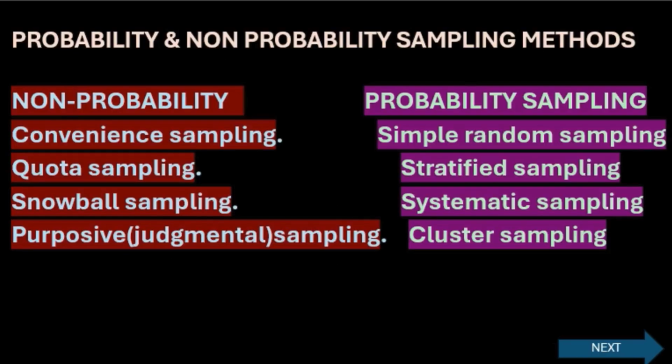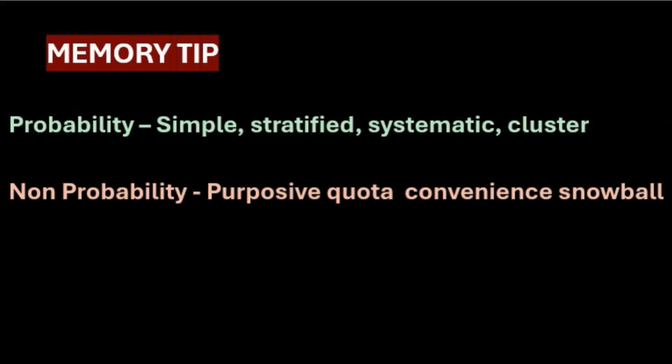Here you can see the probability and non-probability sampling methods. Non-probability is convenient sampling, quota sampling, snowball sampling, and purposive sampling or judgmental sampling. Probability samplings are simple random sampling, stratified sampling, systematic sampling, and cluster sampling. The memory tip here is: probability, simple, stratified, systematic, cluster. Non-probability, purposive, quota, convenient, snowball.